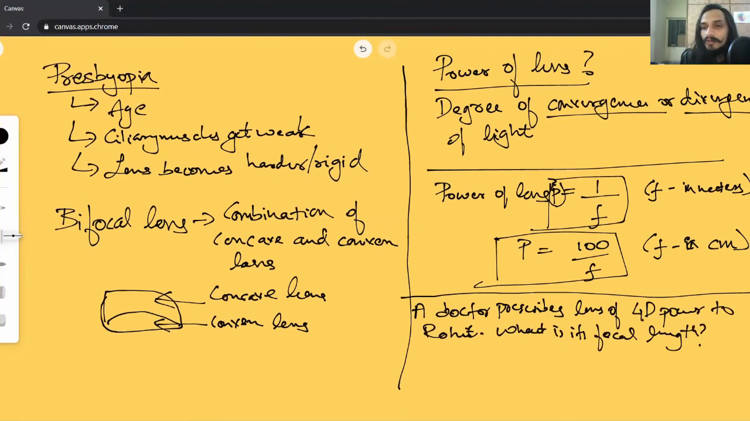Now, you must be asking, what is this D over here? 4D power. So the unit of power for lens is nothing but diopter. Just like we have length in centimeters, for power, the unit is diopter. All right. Simple question. Let's try to solve it. Now, we know the power, 4 diopters. We need to find focal length.